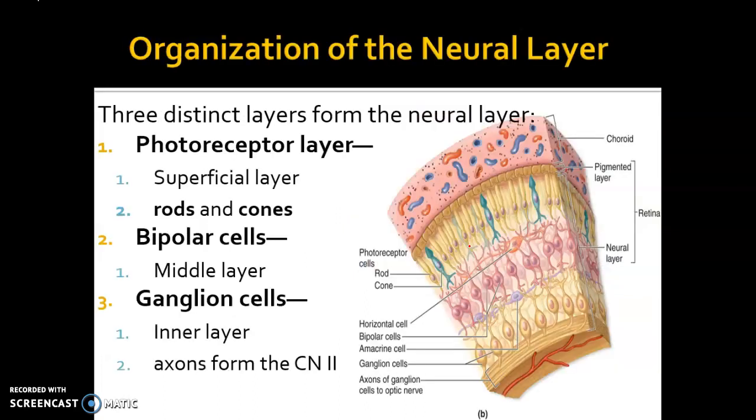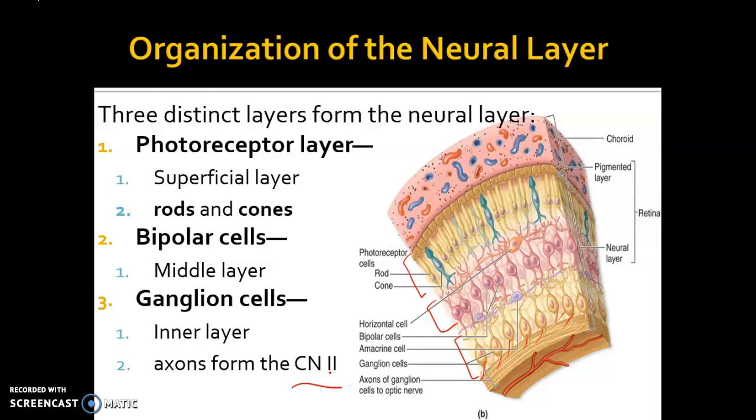Deep to rods and cones, we have bipolar cells, which is the middle layer. All these pink cells are the bipolar cells. These are the rods and cones. And then the deepest layer is the ganglion cells, right here. If you notice the axons of these ganglion cells, they join together to form cranial nerve 2, which is the optic nerve.